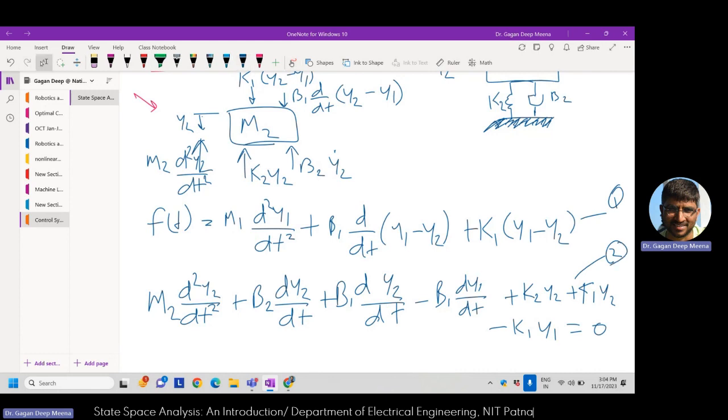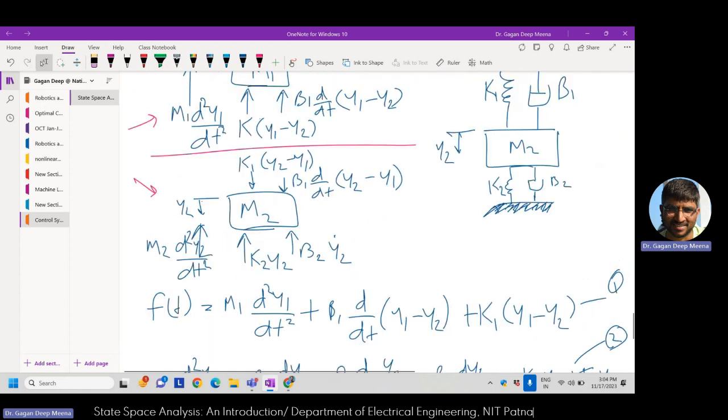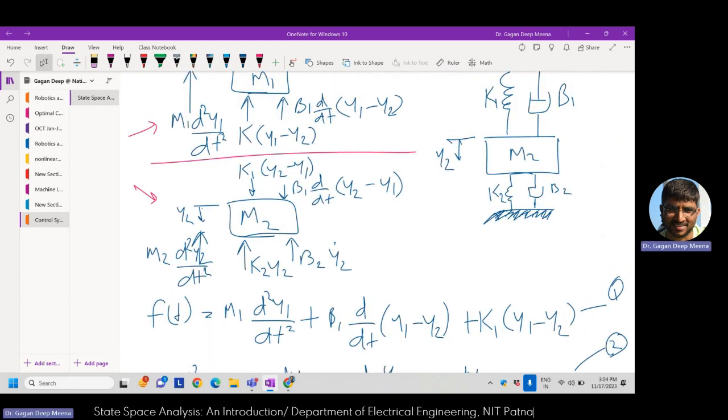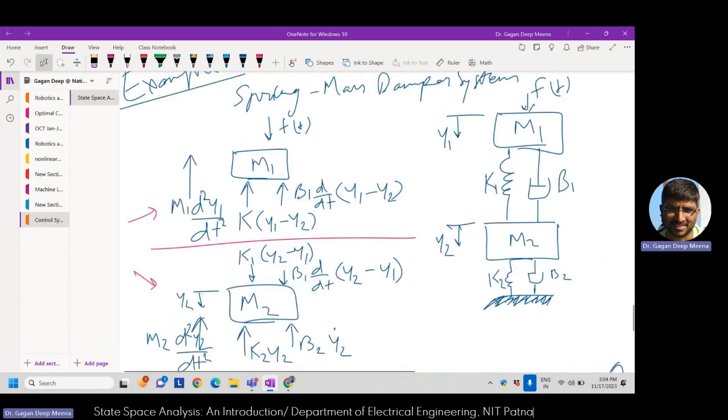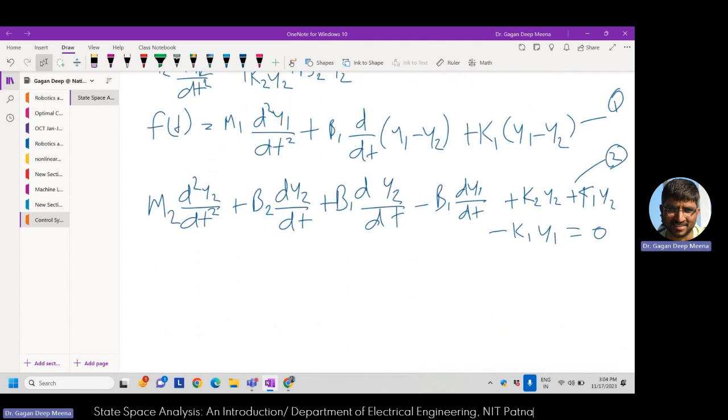Now what I have to do is assume the state variables for these two differential equations, and that's the crucial part. As I know the displacements here are y1 and y2, I am assuming x1 as the first displacement y1, and x2 as the second displacement y2.